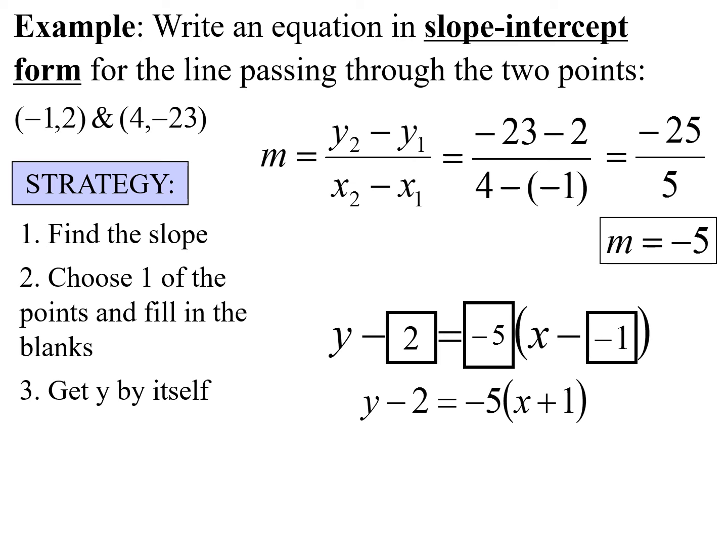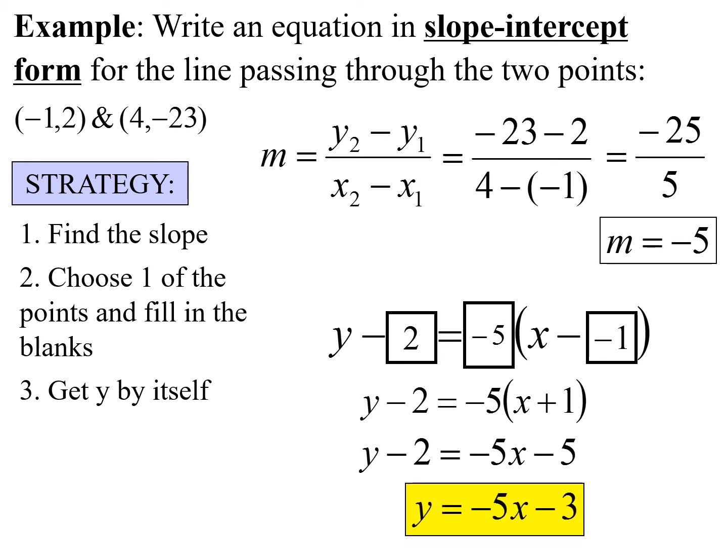All right, so now I want to go ahead and get y by itself. In order to do so, I need to eliminate the parentheses by distributing negative 5. So we have y minus 2 is equal to negative 5x minus 5. Now I'm going to go ahead and add 2 to both sides to get y by itself, and we get y is equal to negative 5x minus 3.